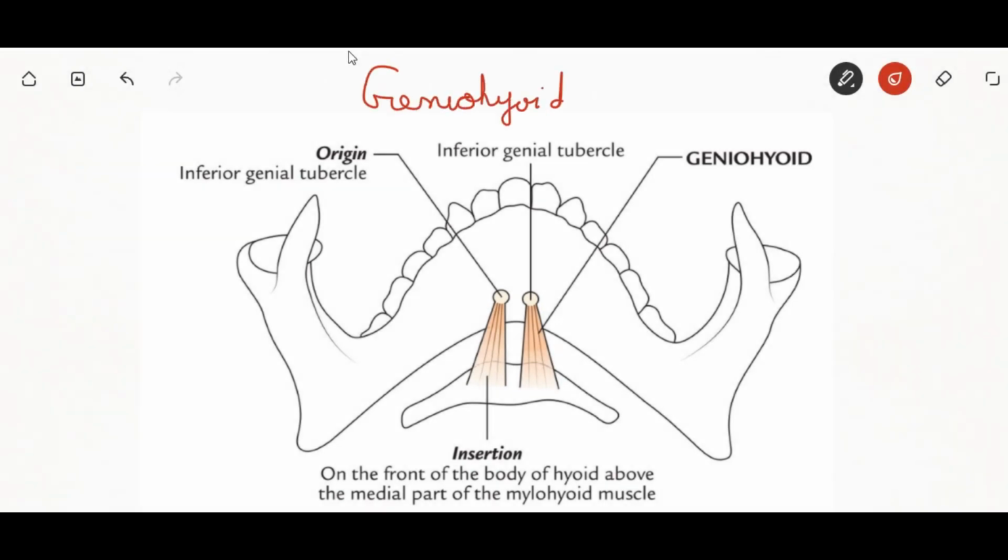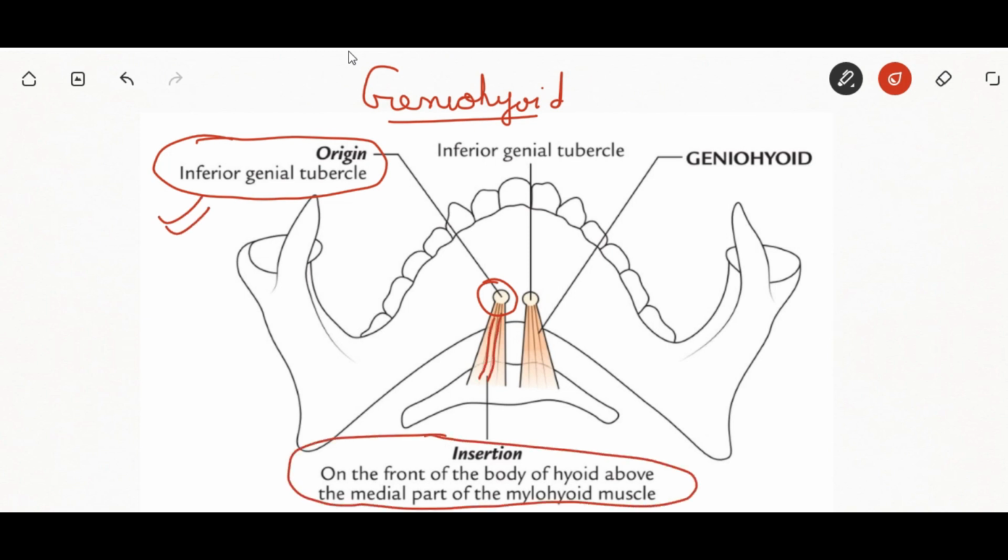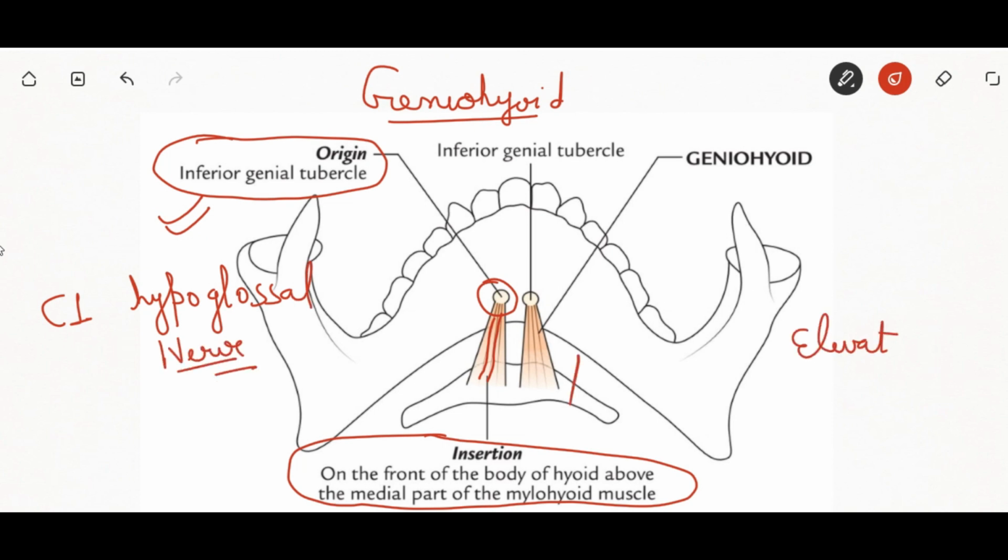The fourth is the geniohyoid muscle. It has origin from the genial tubercle and insertion into the anterior surface of the body of the hyoid bone. The nerve supply is C1 nerve through the hypoglossal nerve. It elevates the hyoid bone and depresses the mandible when the hyoid is fixed.